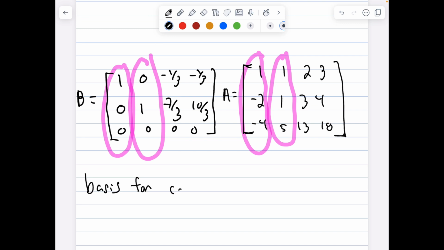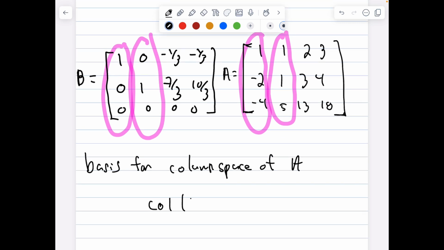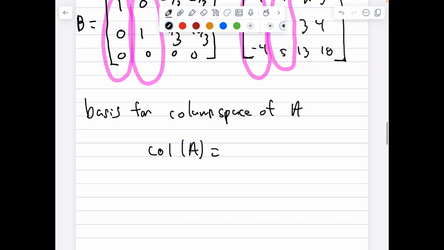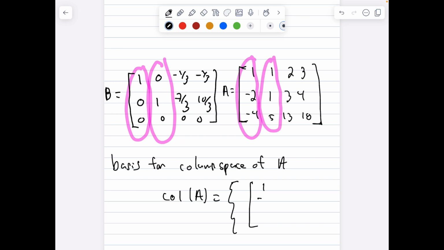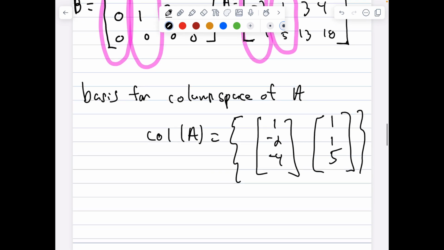And your basis for the column space of A, COLA, is equal to a set here: (1, minus 2, minus 4) and (1, 1, 5). And essentially what we're saying is that any linear combination of these two vectors right here, where we turn the columns into these vectors, would make something that's in the column space of A. All right. So we've got that down, and here's what we're going to do next.